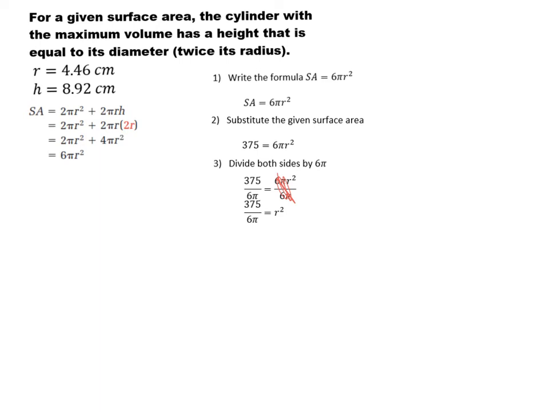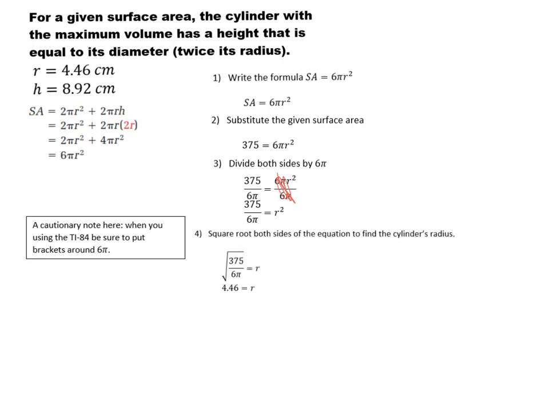Now I'm trying to isolate r. I'm trying to find the radius. To do so, I'm going to have to square root both sides. Because r is being squared, I square root to get rid of the square. And because I do it to the right side, I have to do it to the left side. When I square root both sides of the equation, I find that the radius is 4.46. A cautionary note here: when you're using the TI-84, be sure to put brackets around the 6 pi when you are square rooting 375 over 6 pi.